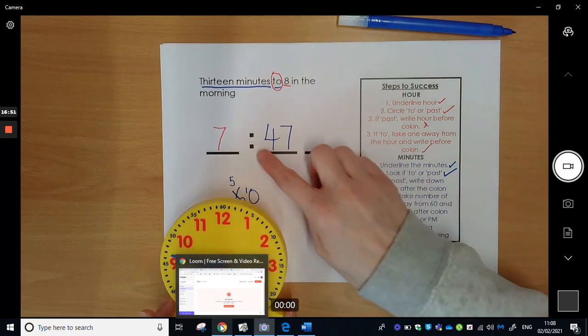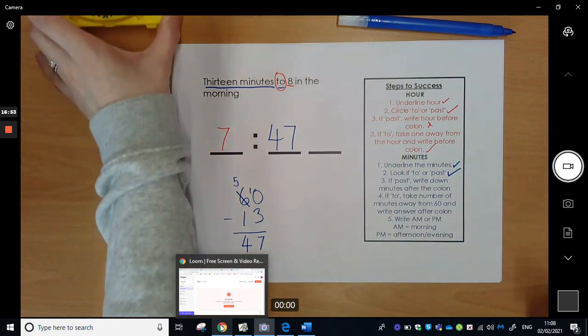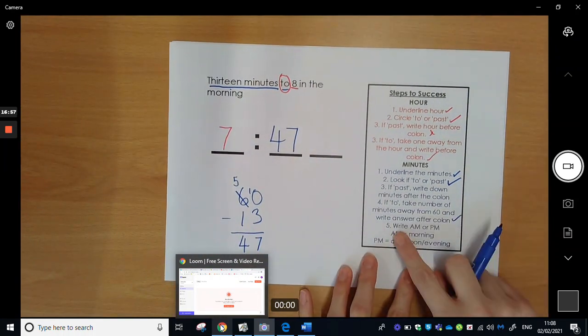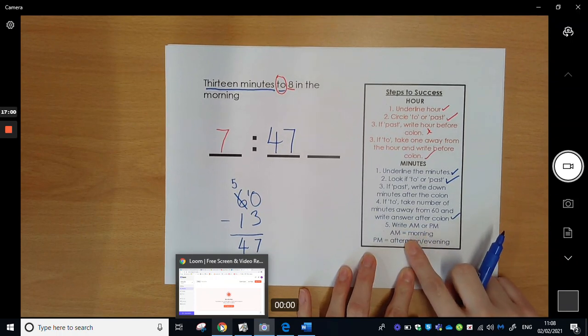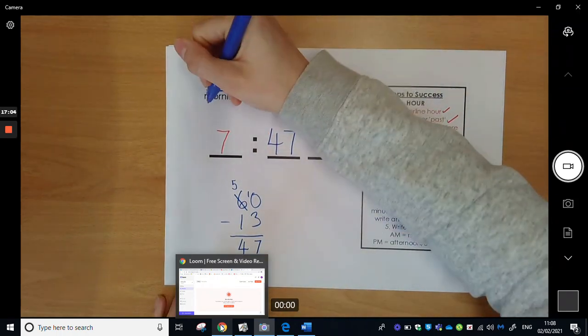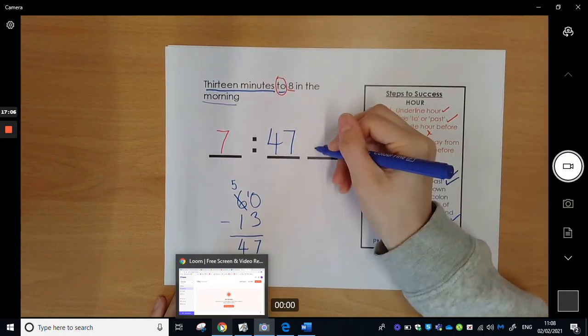Remember, in digital, we would always write it like this. So, final thing I need to do is make sure I have written AM or PM, because remember, it's a 12-hour clock, really important. This time it is in the morning again, so I can write AM.